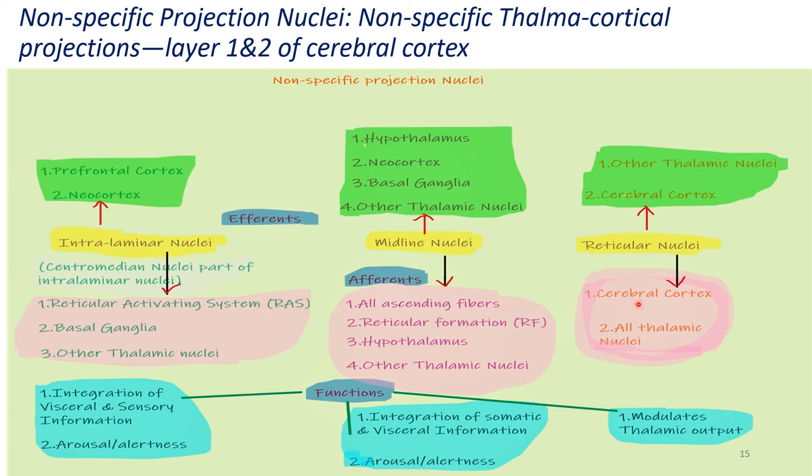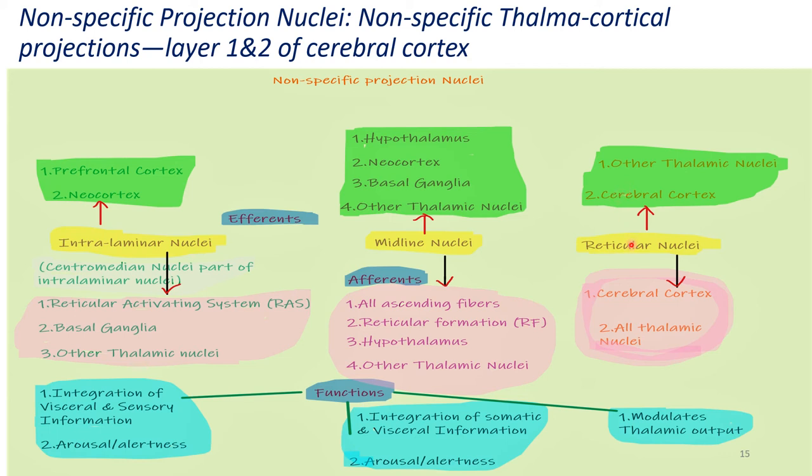Then the third group is the reticular nuclei. If you remember, I told you that this is present in the lateral part, outside the thalamus, and it is separated from the thalamus by the external medullary lamina, and they lie between the external medullary lamina and the internal capsule. Now these reticular nuclei receive impulses from the cerebral cortex as well as other thalamic nuclei, and they send impulses to the cerebral cortex and other thalamic nuclei.